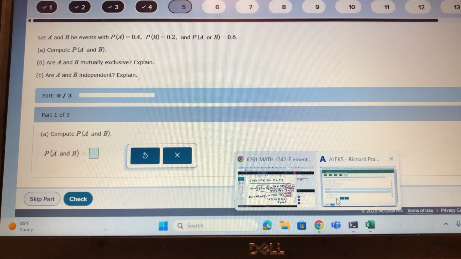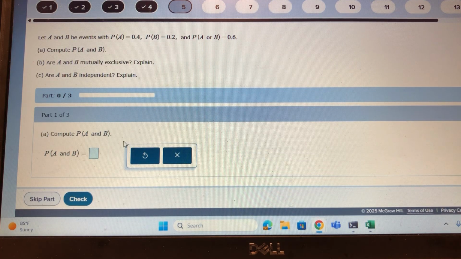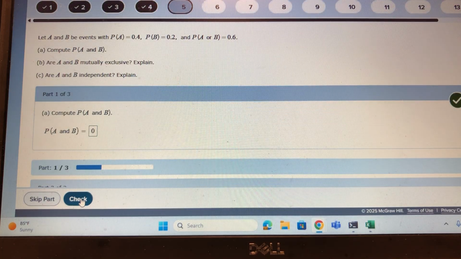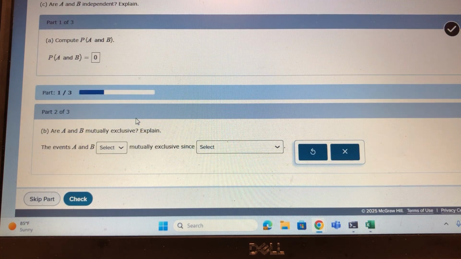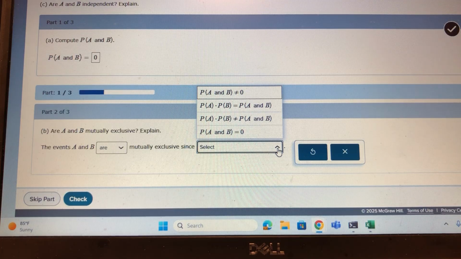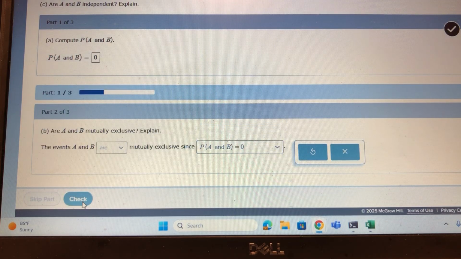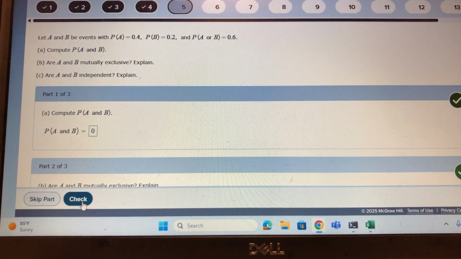So if you ever solve for A and B like we did here and get 0, that's probably the point of this homework problem. If A and B ever equals 0 in an OR problem, then they're mutually exclusive, because that's what it takes to be mutually exclusive. A and B are mutually exclusive because the probability of A and B is 0. And then if you subtract 0, it disappears.